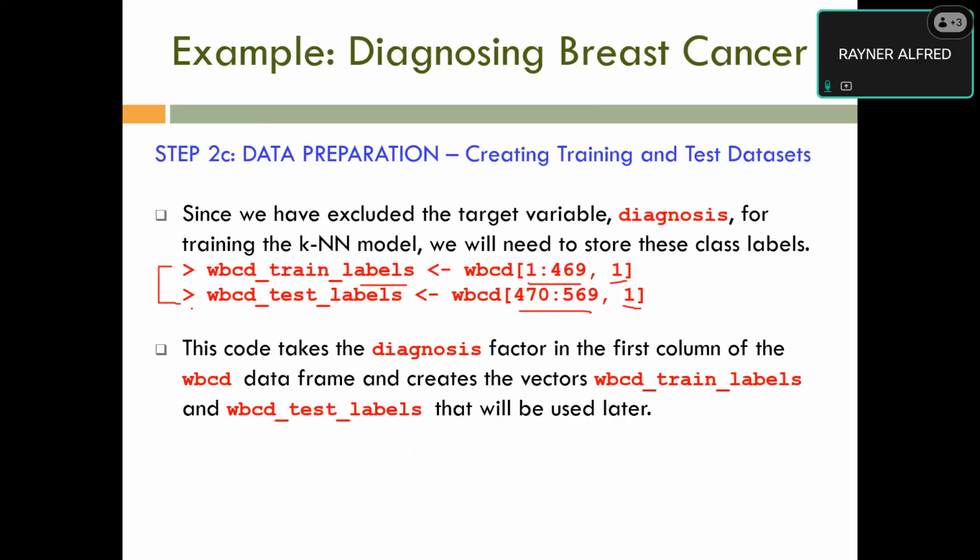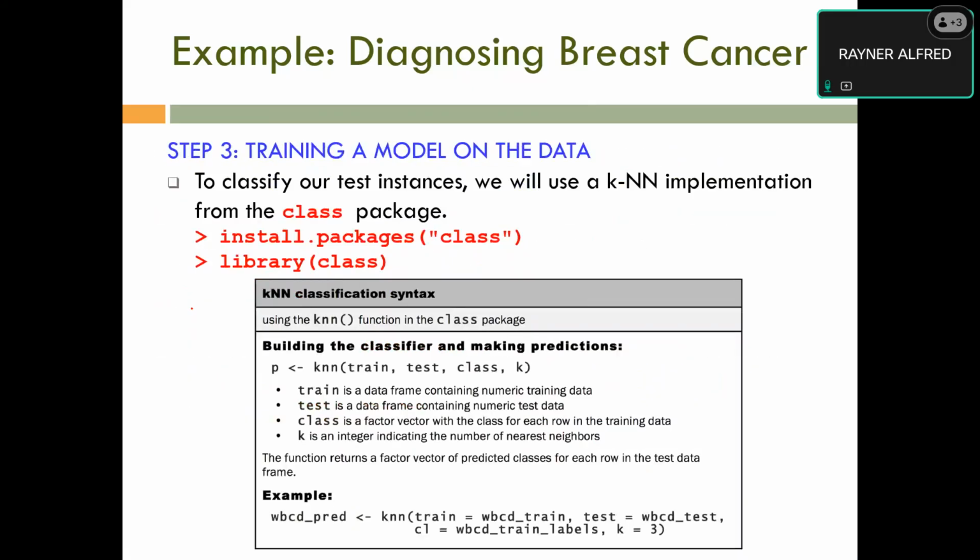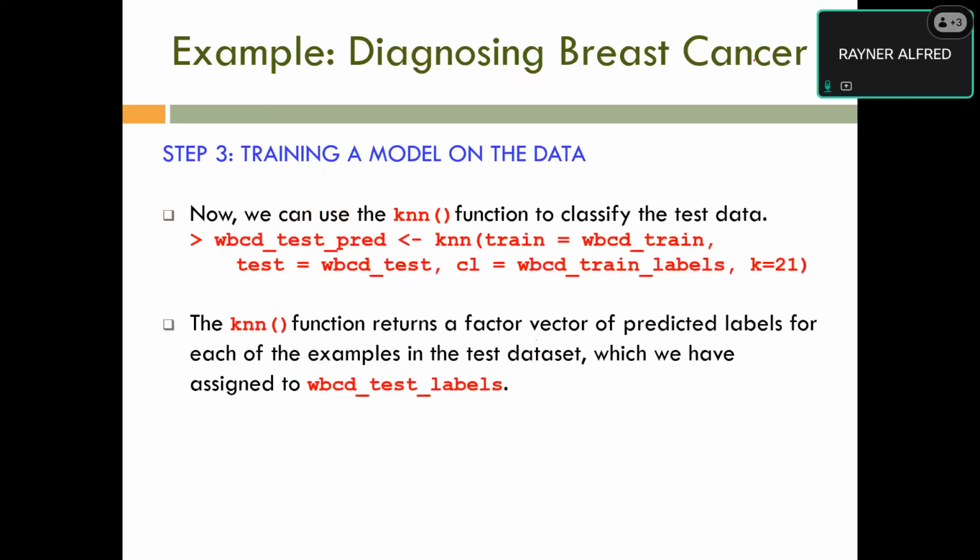Okay. So next, we will install the package class here. So KNN. So we call the KNN. We provide them the training dataset, the test dataset, and the class, the label, and the K that we have. Okay. So how actually do we call them? So basically, we are giving the training, and then the testing dataset, and also this is the label of the training dataset.